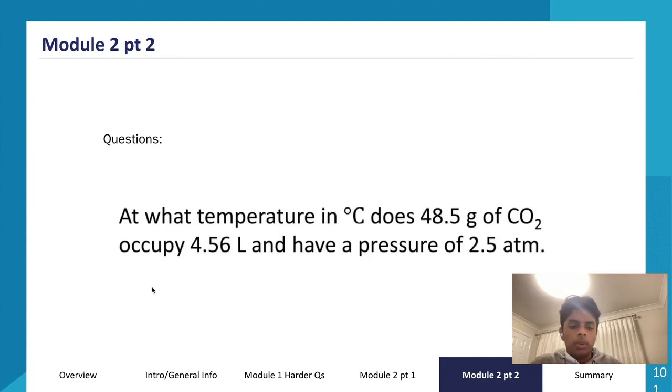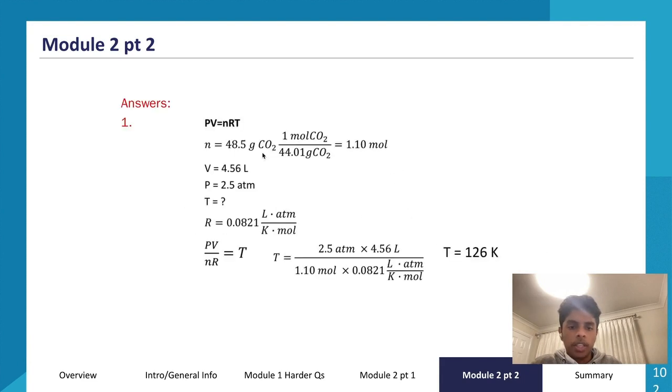All right, we'll get to a final question now. At what temperature in degrees Celsius does 48.5 grams of CO2 occupy 4.56 liters and have a pressure of 2.5 atmospheres? To solve this, we use the amount of moles that we have. 48.5 grams of CO2 is equal to 1.10 moles of CO2. Volume is 4.56 liters. Pressure is 2.5 atmospheres. Temperature is what we're trying to find, right?